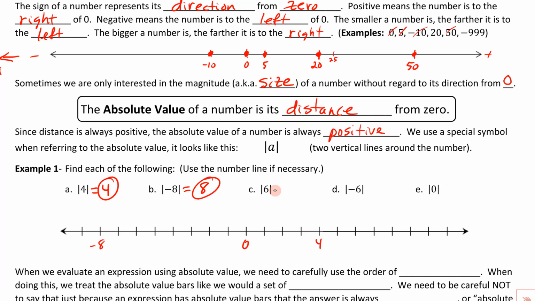This next one is 6. 6 would be right here. Okay, I'm going to put a dot right there. And we want to know how far is it from here to here. Well, again, count the spaces. 1, 2, 3, 4, 5, 6. The answer on this one is 6.